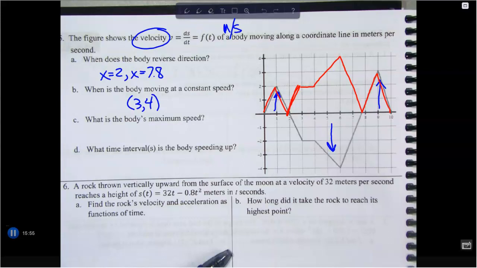I could have done that here too. I could have said, this is the furthest away from the axis, which is -4, but then speed can't be negative, right? So that'd be 4. What are my units here? Meters per second.